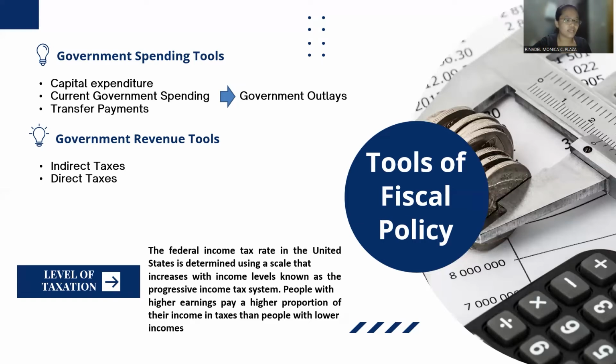It should be noted that these payments are not accounted for in the GDP calculation because they are not linked to any input of production. Now, these spending tools can be categorized in a broader term, government outlays, and it has two categories: mandatory and discretionary.